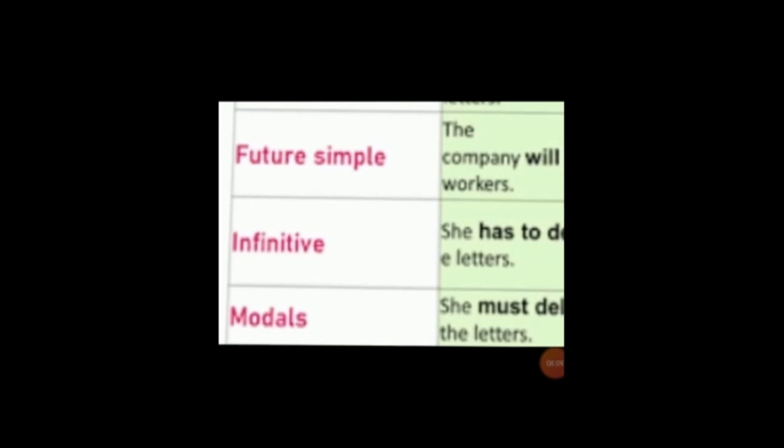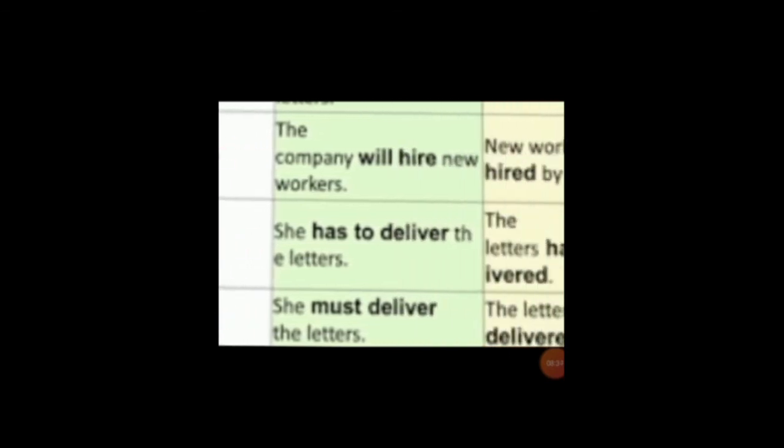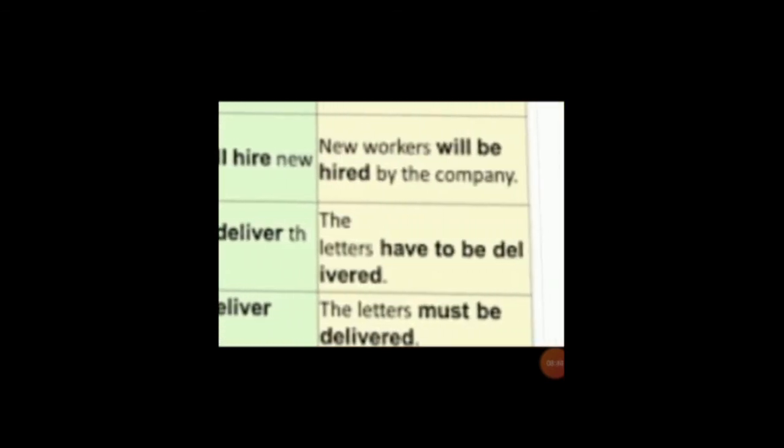Simple future. The sentence in the active voice in simple future is, the company will hire new workers. The company is the subject, new workers the object, and hire is the verb. So the action of hiring is being performed on the new workers. Now to make it a passive voice sentence, we are going to interchange the subject and object, and put auxiliary verbs according to the tense, because the tense is simple future. Now let's look at the passive voice. New workers will be hired by the company.